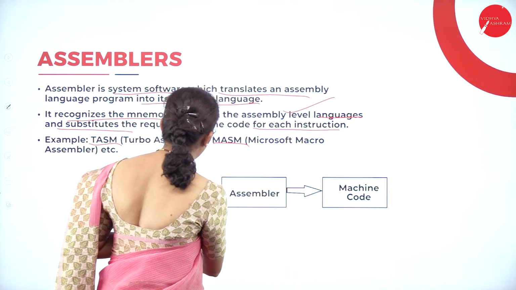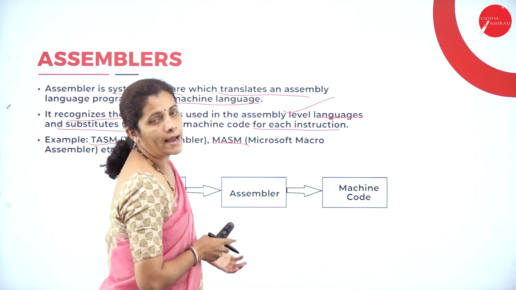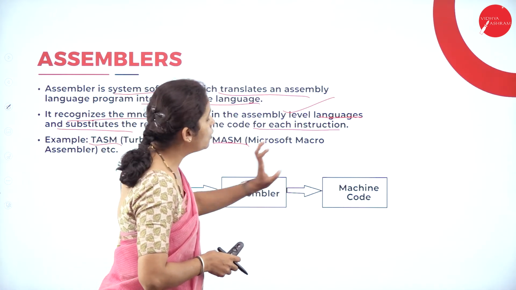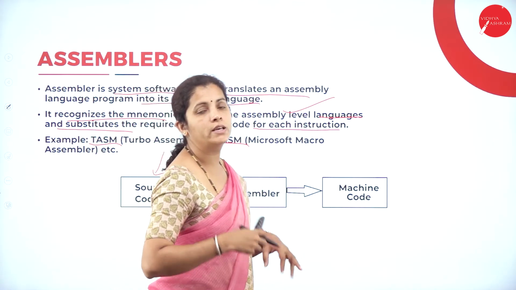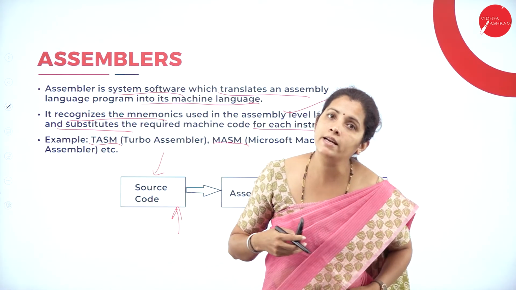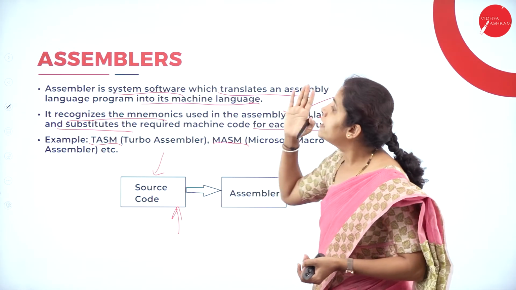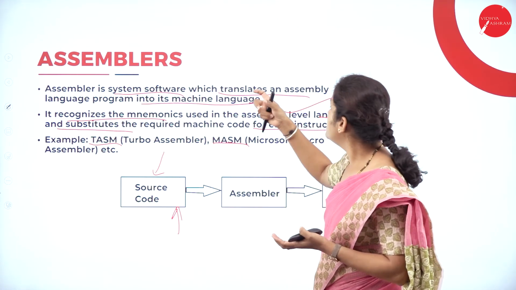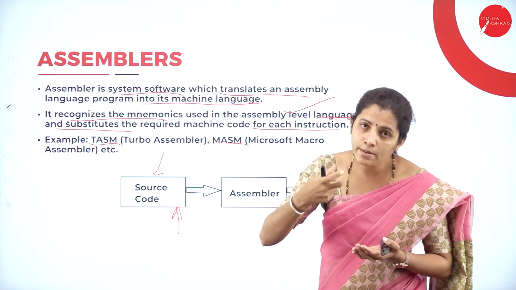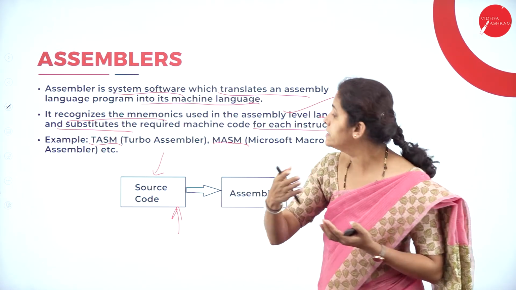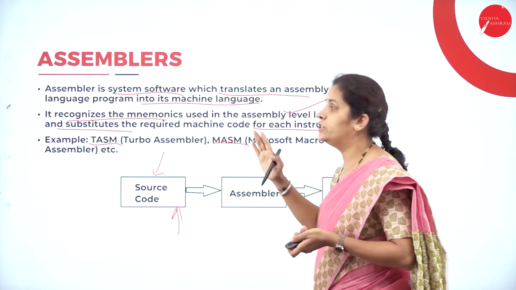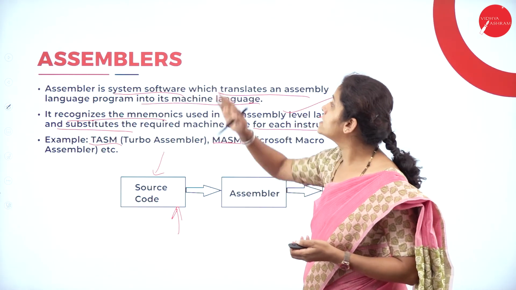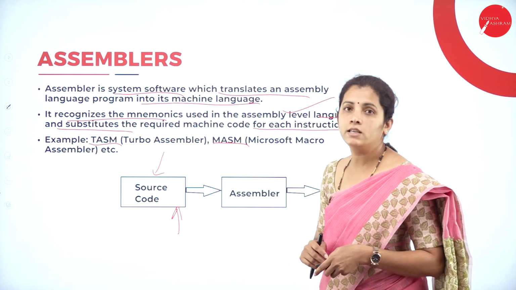It is mnemonics or assembly level language programs that are the input to the assembler, and the output is machine code. So here machine code is nothing but zeros and ones. So here assembler is a translator that accepts assembly level language as its input, then it is going to translate the assembly level language into machine equivalent language. Some of the examples for assemblers are MASM and TASM.